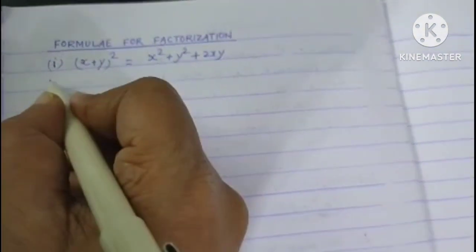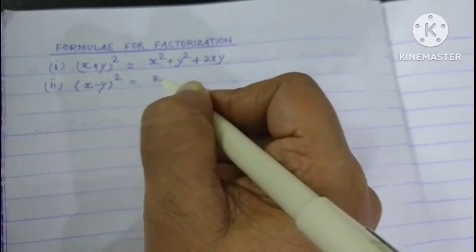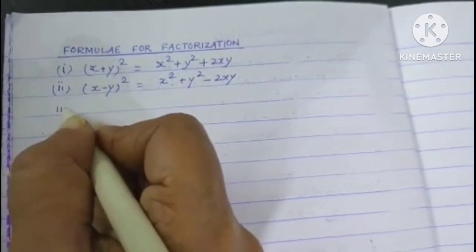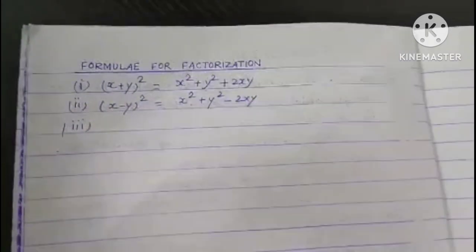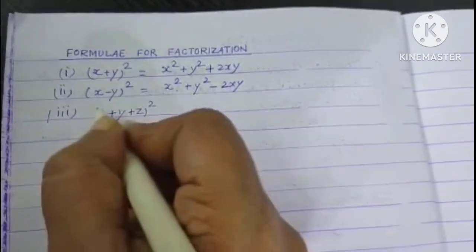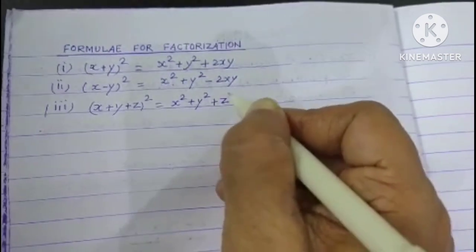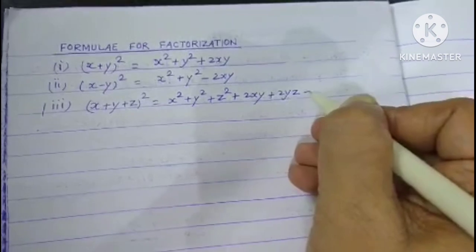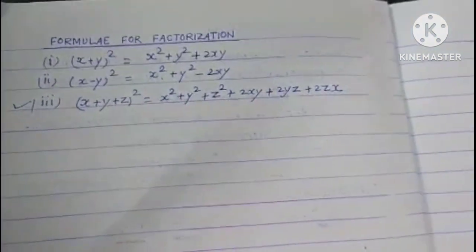This is a very simple formula which you all know. The second one is (x minus y) whole square is equal to x square plus y square minus 2xy. These are well-known formulas. Now let us see this one: (x plus y plus z) whole square is equal to x square plus y square plus z square plus 2xy plus 2yz plus 2zx. This may be new for you, so we will compute this one.